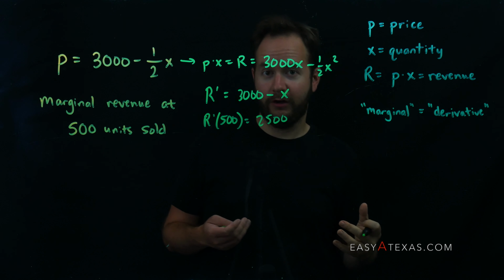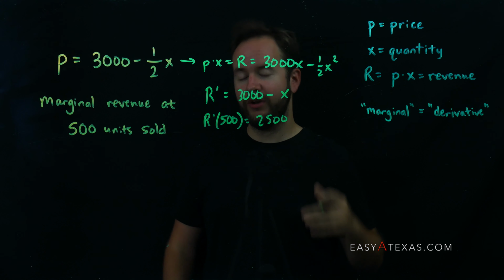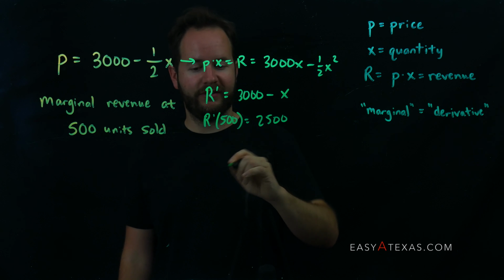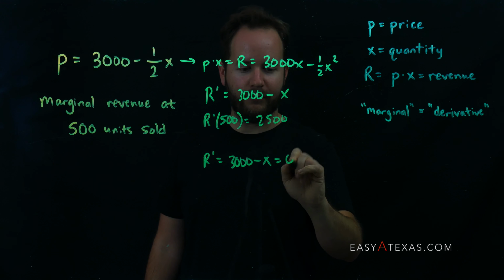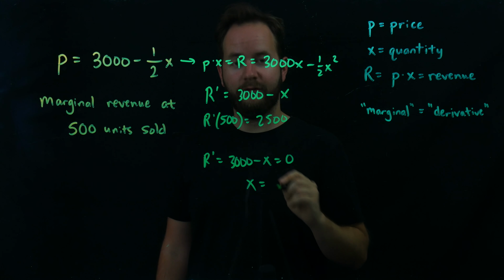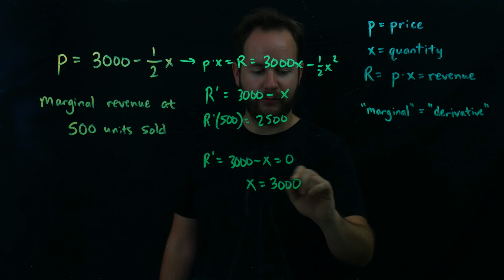If you're also asked to figure out where the break even for the marginal revenue is, when is the marginal revenue equal to 0, this is as simple as setting the marginal revenue function, which is again 3,000 minus X, setting that equal to 0 and solving for X. If we solve for X here, we get the break even point is X equals 3,000.